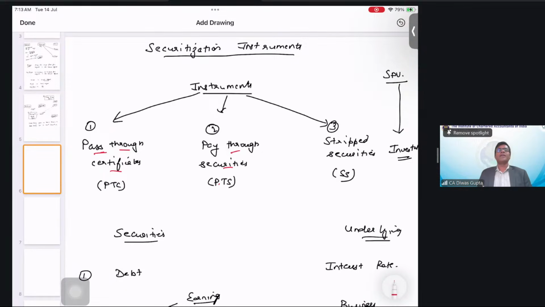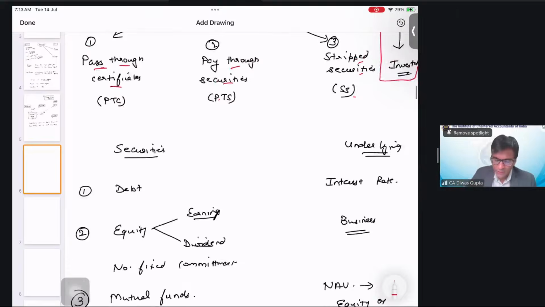Pay-through securities. This is another form of securities wherein the securities are independent of the cash flows of the trust. Whatever has been committed on the securities will be paid or settled separately from what the trust is receiving as cash flow. Then the third one is the stripped securities. In this, we are talking about the leg of SPV to investors, where SPV is issuing securities to the investor. Okay, these are the three different kinds of instruments.